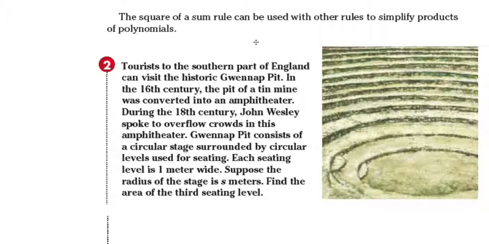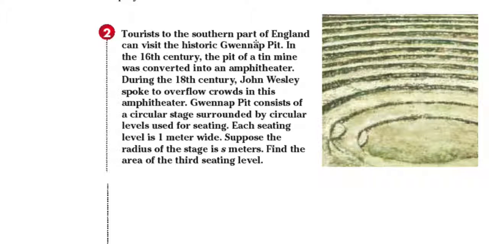Tourists of the southern part of England can visit the historic Gwennap Pit. I think that's how you pronounce it. In the 16th century, the pit of a tin mine was converted into an amphitheater. During the 18th century, John Wesley spoke to overflow crowds in this amphitheater. The Gwennap Pit consists of a circular stage surrounded by circular levels for seating. Each seating level is 1 meter wide. Suppose the radius of the stage is s meters. Find the area of the third seating level.